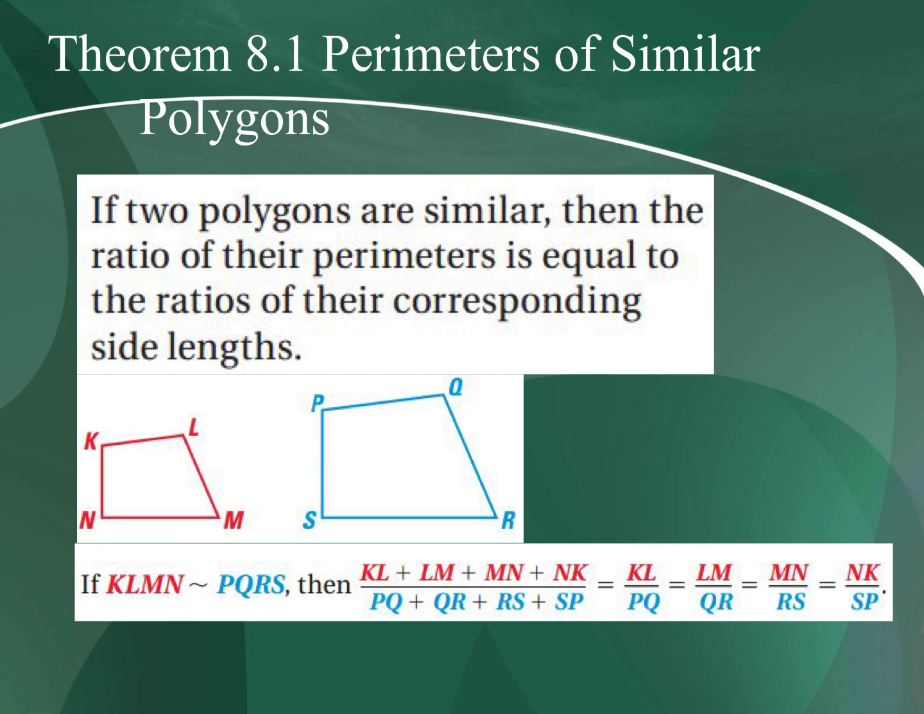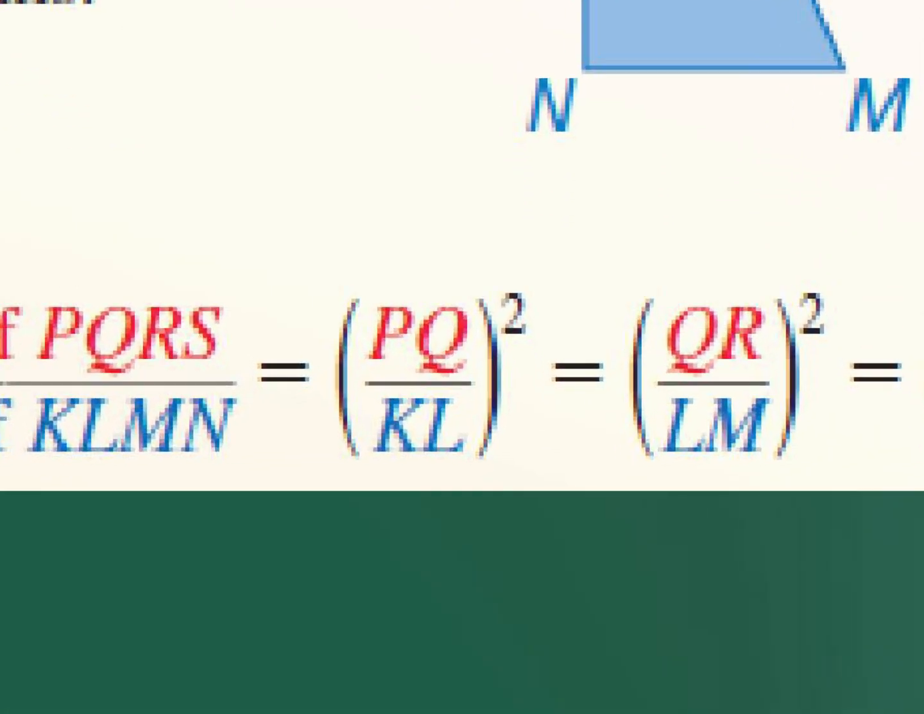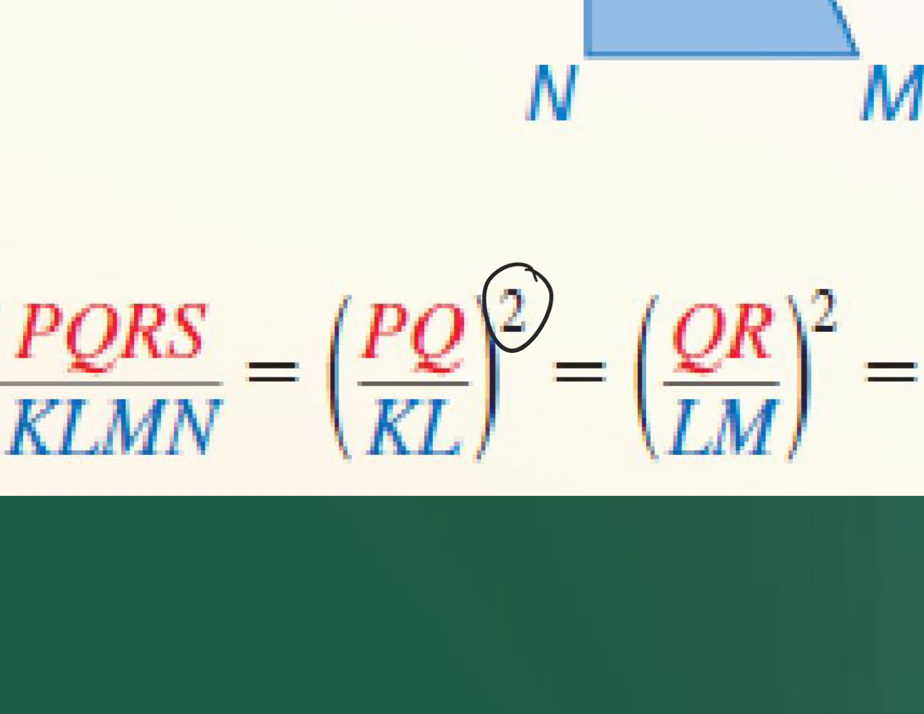Slide. Possibly. Yeah, I did talk about that one, did I not? Okay, perimeters. We already discussed that in example 1. They're proportional by the scale factor. The second theorem, theorem 8.2, is the areas of similar polygons. This theorem says that they're not proportional by the scale factor.